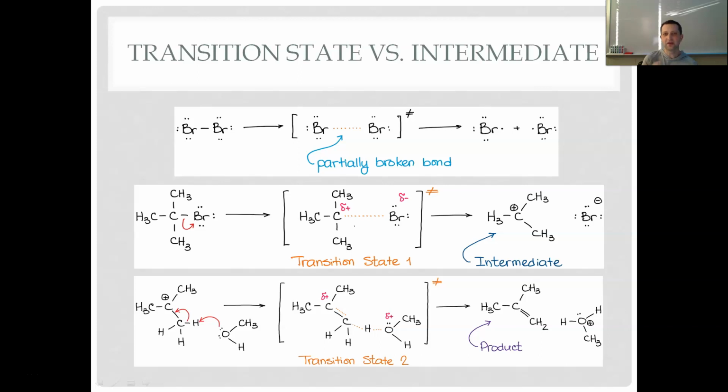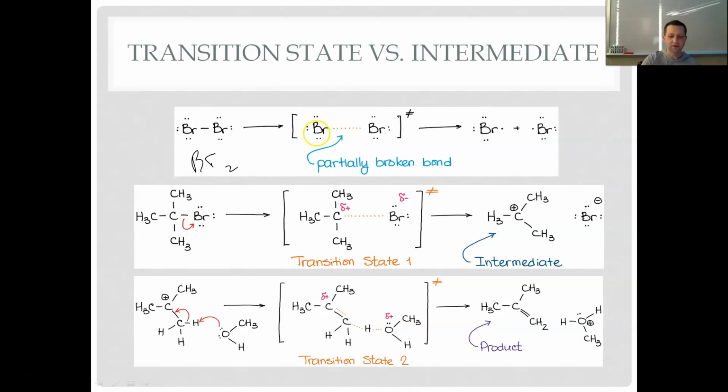Let's take a look at some differences between these. This is not for the chemical reaction we were looking at, but I want to show you what I mean by intermediate versus transition state. A transition state, and you could make a note on the side of your note sheet for this, is a partially bonded substance. I just have some random ones on the screen for you. If you have a bromine molecule, Br2, and you want that Br bond to break, that bond is going to stretch a little bit.